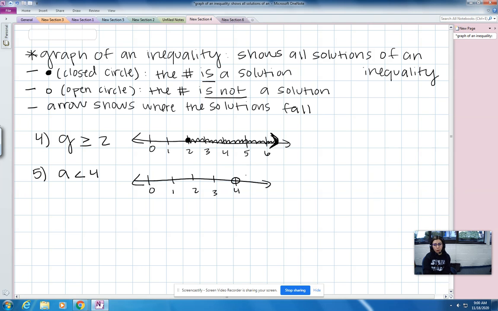So which direction are the numbers that are less than 4? Well, that is to the left. So we are going to shade to the left and put our arrow to say, look at that. Everything that is not 4 but below 4 would make our inequality true.